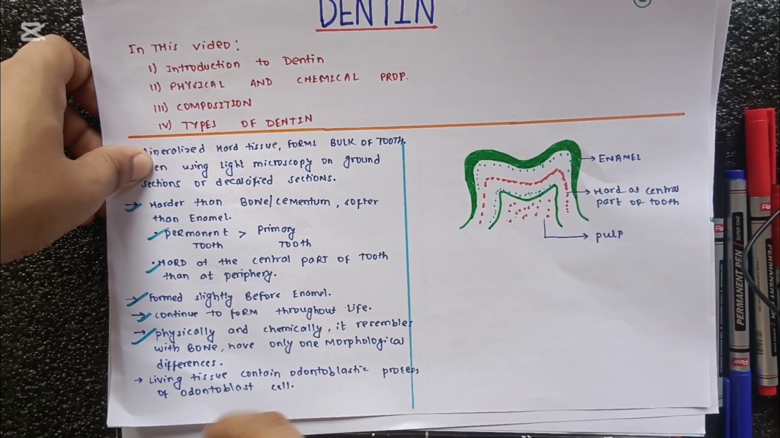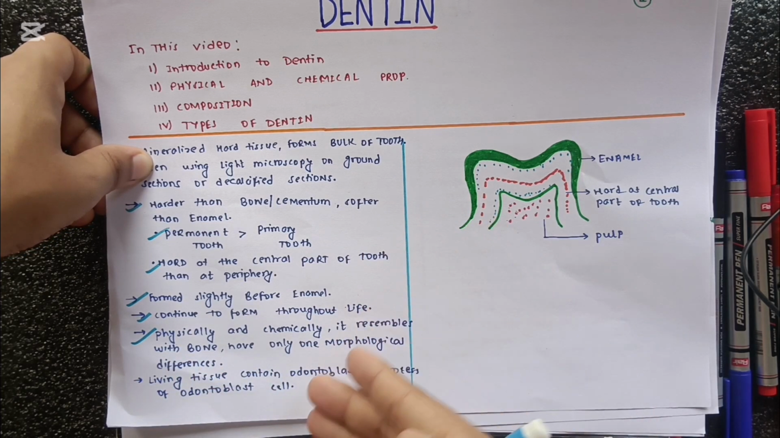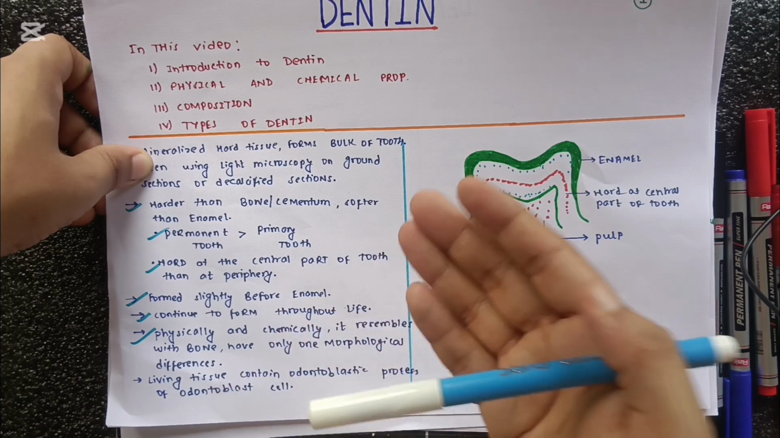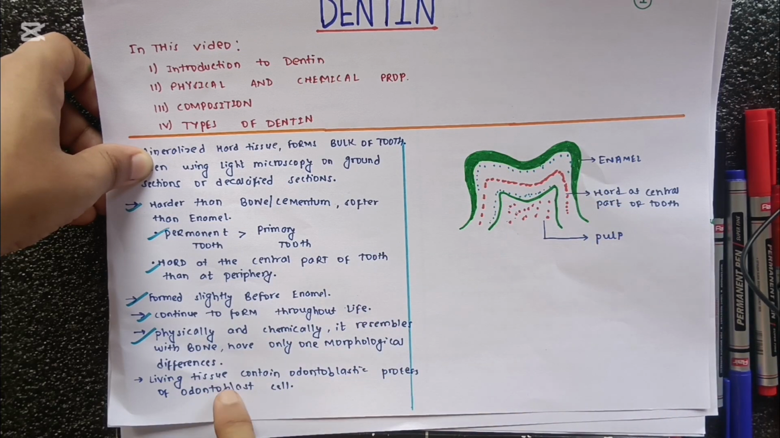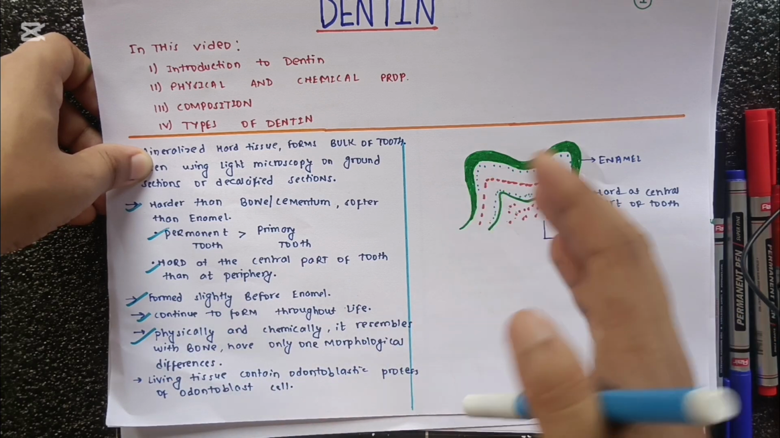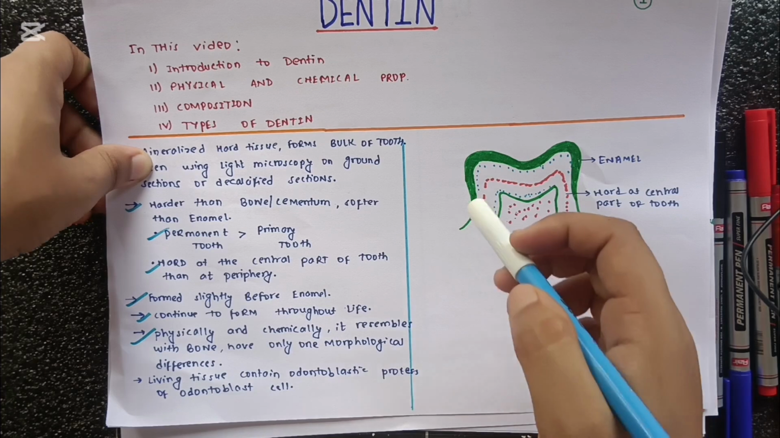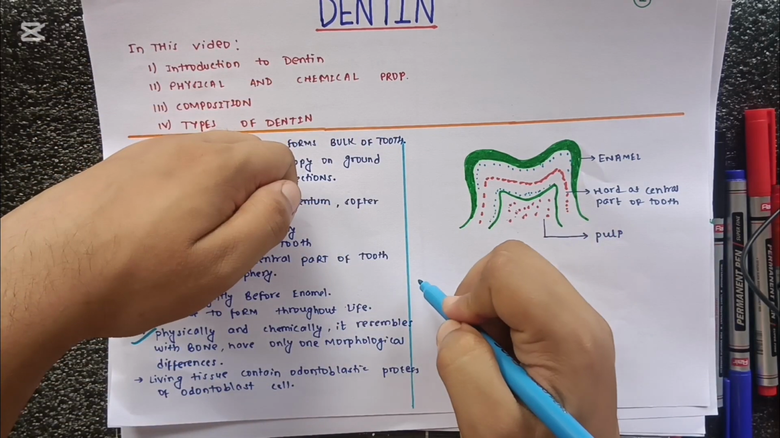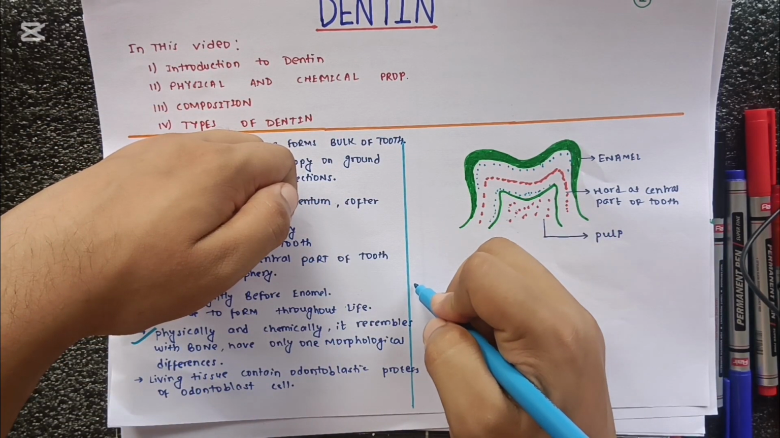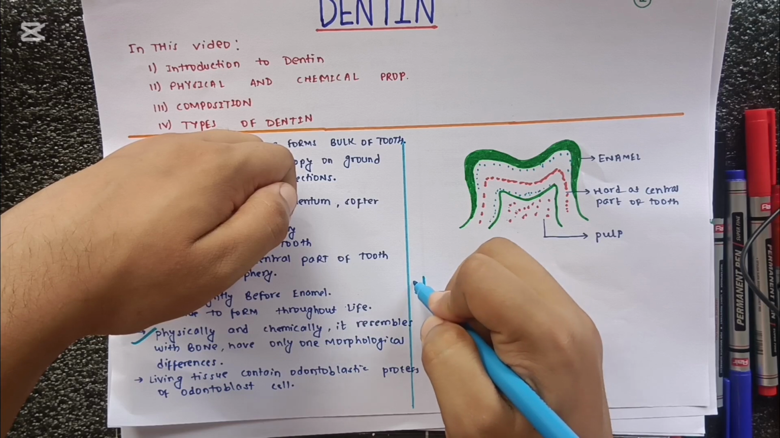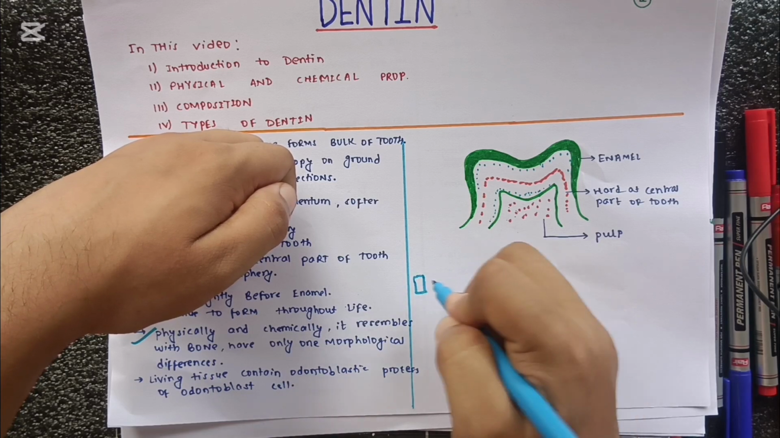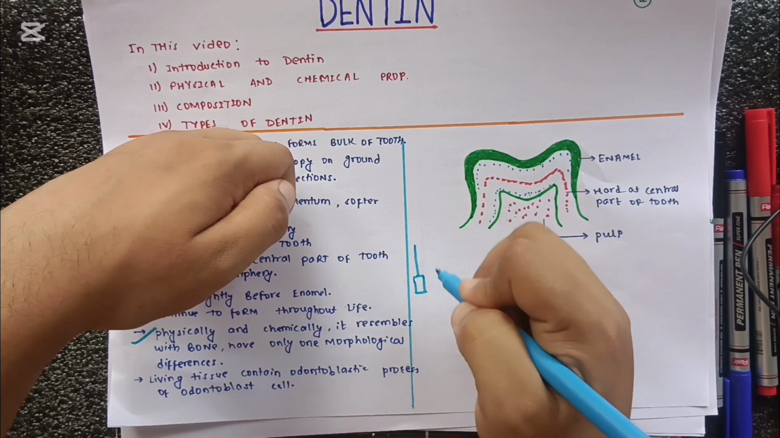It is written here that physically and chemically it resembles the bone, but has one morphological difference from the bone. That difference is that dentin, the living tissue, contains the odontoblastic processes of the odontoblastic cells, but bone doesn't have any such processes. As we know, in dentin there is a presence of the odontoblast. The odontoblast is present in the pulp region, and it gives the odontoblastic processes.